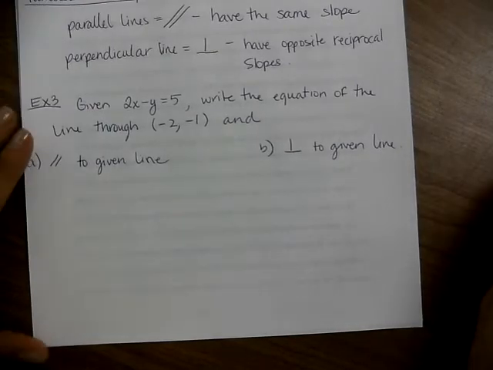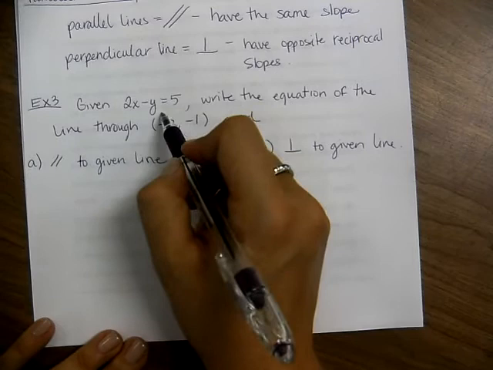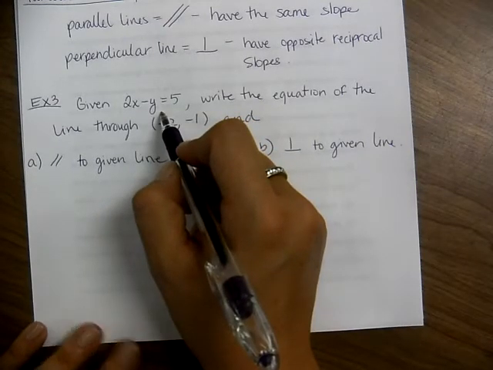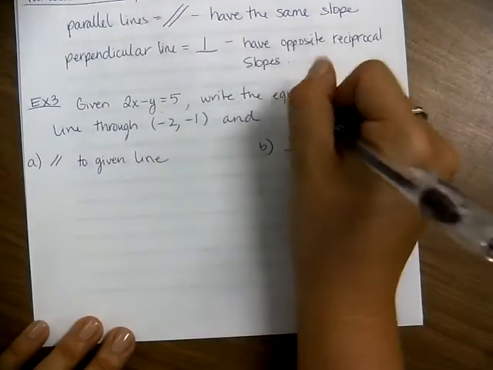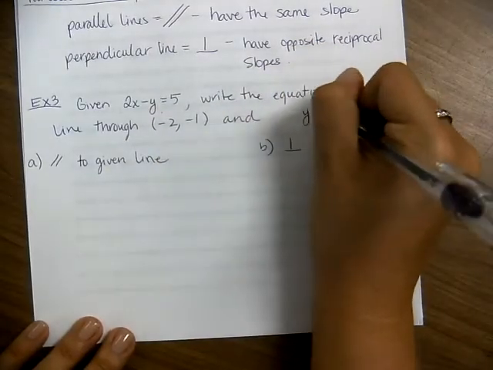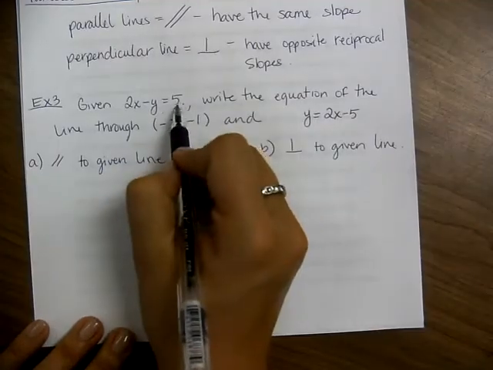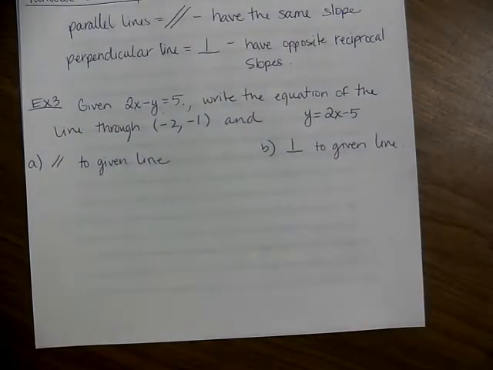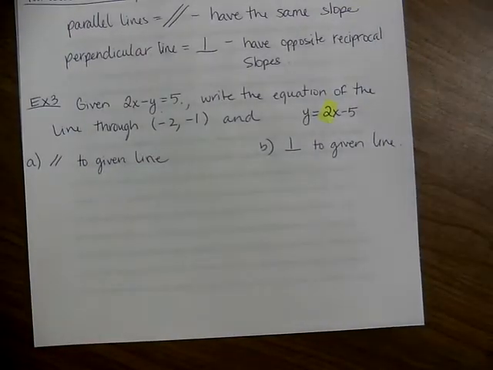Okay, so a couple things. First of all, I am going to manipulate my given equation so that it's in slope-intercept form, so that I can recognize the slope right away. So I'm just going to do some manipulating here. So that means that my given line is really y equals 2x minus 5. If I bring over the y and subtract the 5 over, this is in slope-intercept form. And what I see now is that the given line slope is 2.